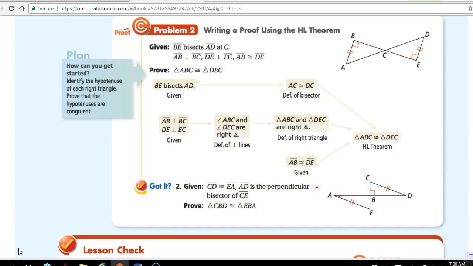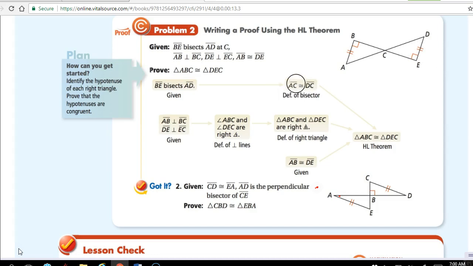We know that angle ABC and DEC are right angles because of the definition of perpendicular lines. If these are perpendicular, then those two angles, of course, are going to be congruent to each other. They're going to be right angles because of the definition of what perpendicular means. And then finally, we also know AB and DE, that was again already given.